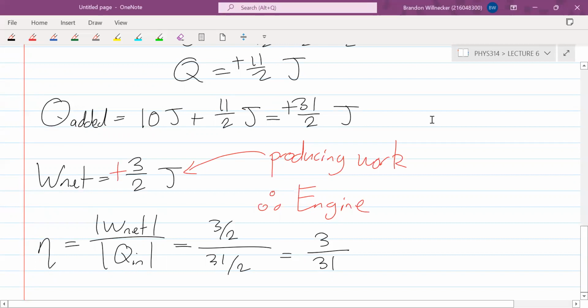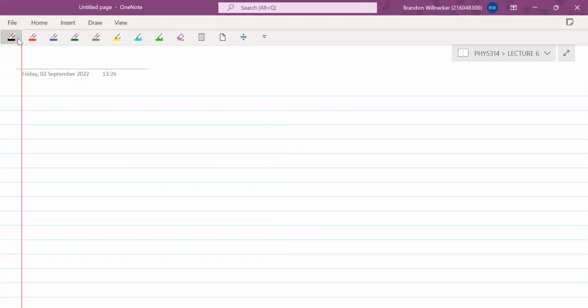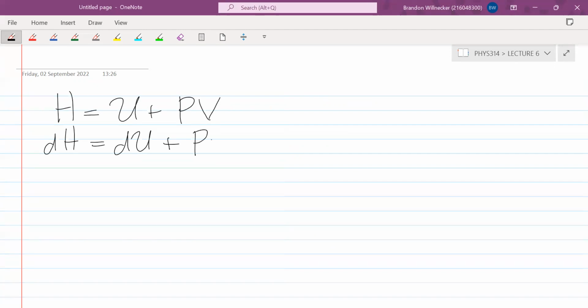Okay, let's have a look at the next question. And that was on the Maxwell relations. Okay, so we start off with the definition of enthalpy. So H is U plus PV, and we want to prove the Maxwell relation involving the enthalpy. So first we need to take the differential. So dH is dU plus, and then you can use the product rule here. So it's going to be P dV plus V dP.